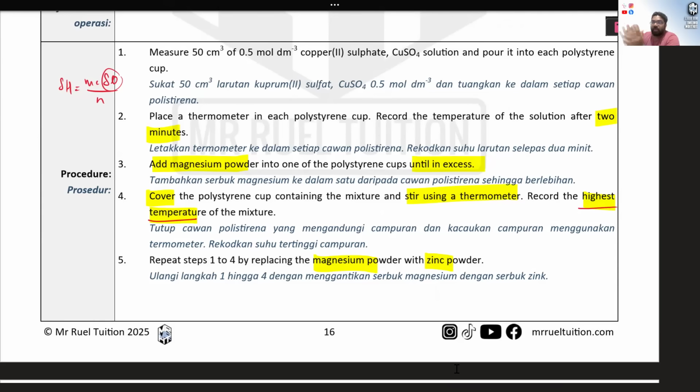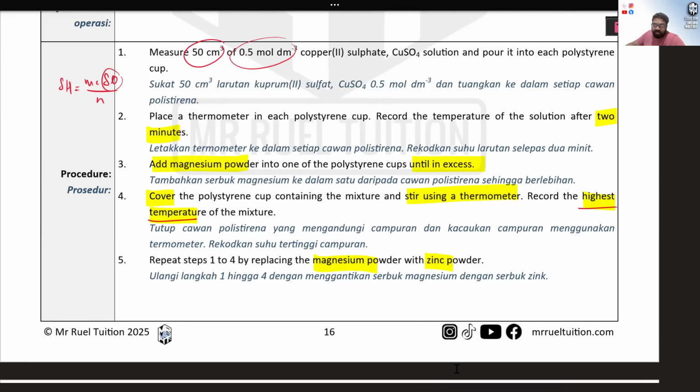Please remember, it's not the same for physics. For chemistry, whatever it is, just write the full procedure. When you write the full procedure, there are some things you need to take note of. You have to mention all the volumes and concentrations whenever we are using solutions. If we are using solids, then mention the mass, unless it's in excess.